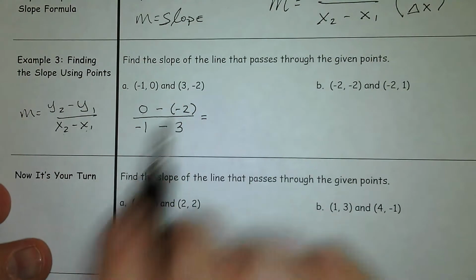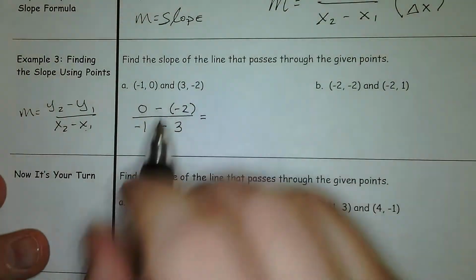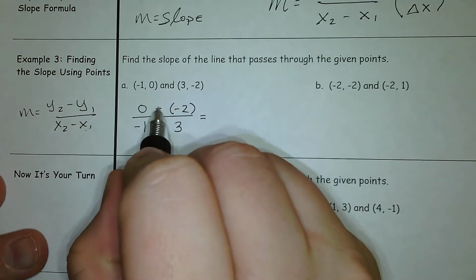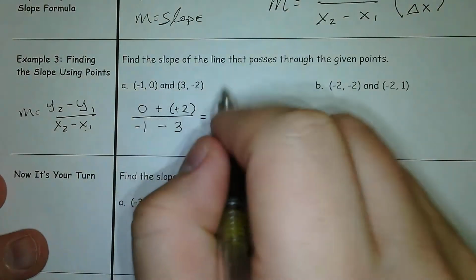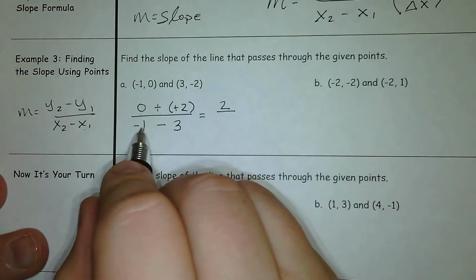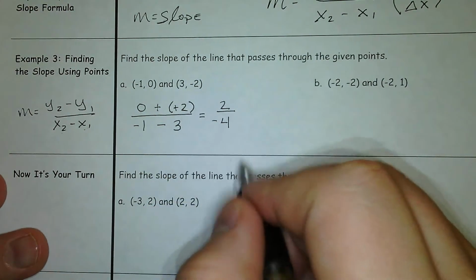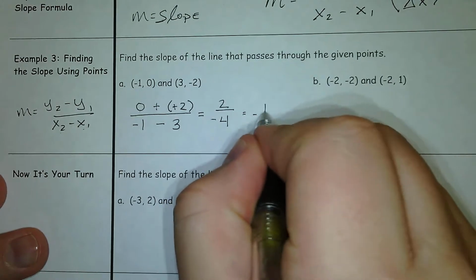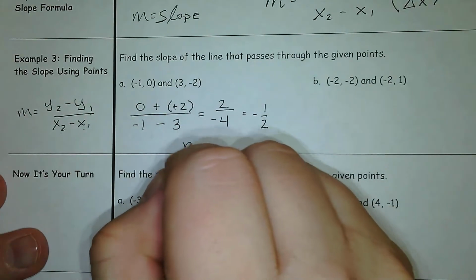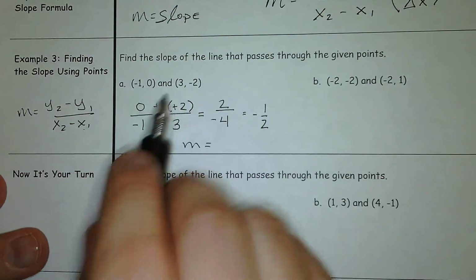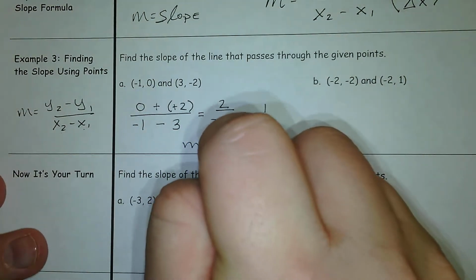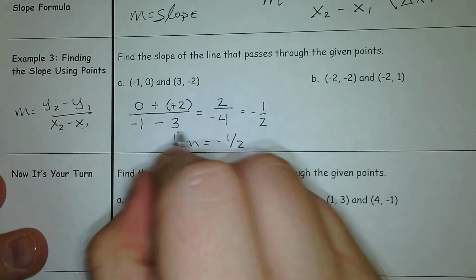So 0 minus -2, subtracting a negative is the same thing as adding a positive, so 0 plus 2 is 2. -1 minus 3 is -4. This simplifies to -1/2. So my slope that both of these points lie on is a slope of -1/2.